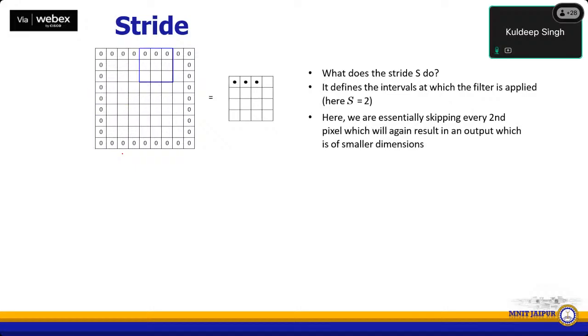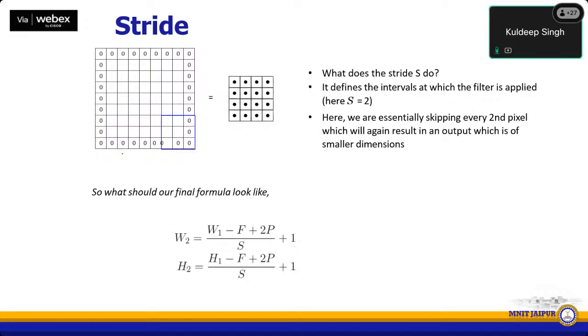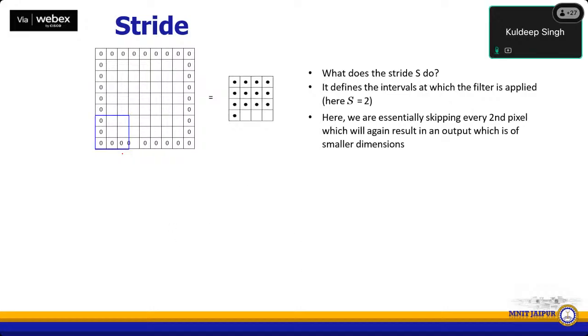So stride is the same in the horizontal and vertical directions. We cannot have different stride values for the horizontal and the vertical direction. That is how stride is determined.